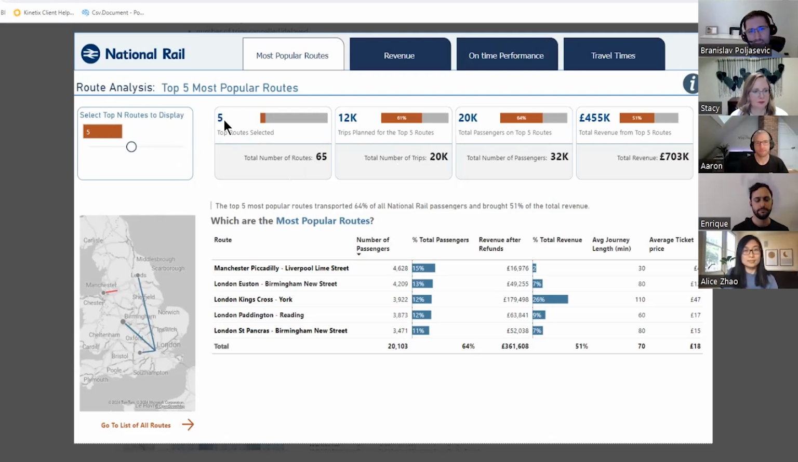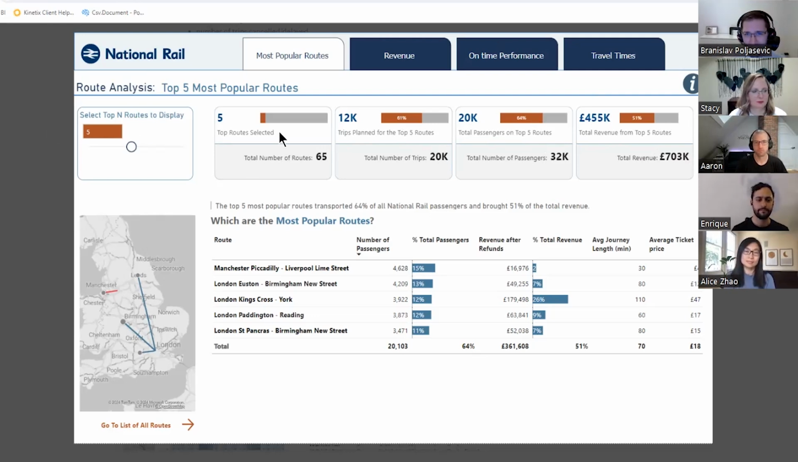And now we see we have selected 5 routes out of 65 total, which account for 12,000 passengers out of total trips of 20,000, which is good for 61%. And then we read that we have 20,000 passengers in those top 5 out of 32 grand, which accounts for 64%, and so on and so on.